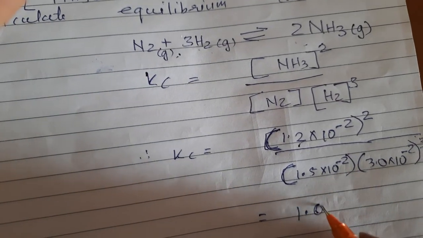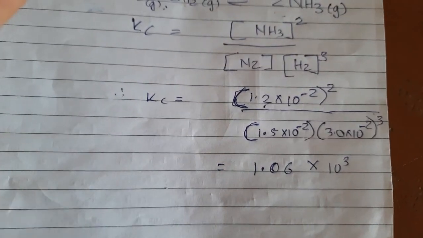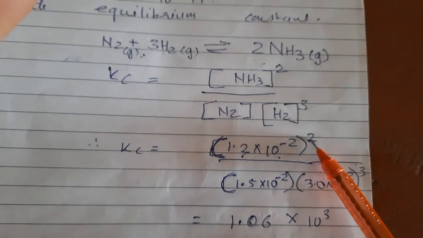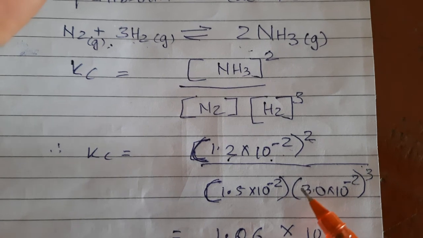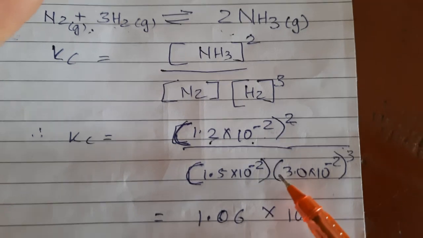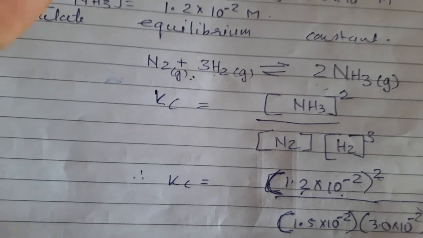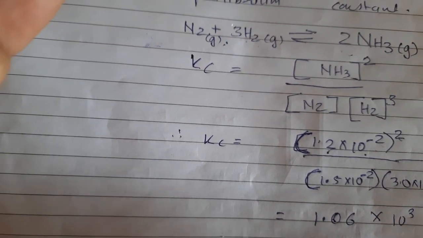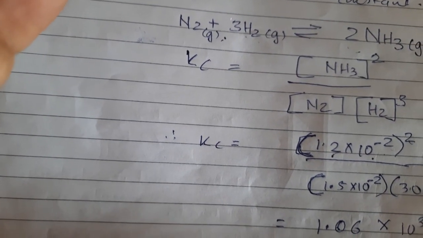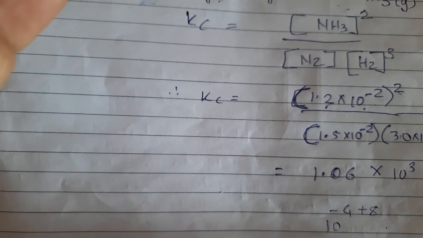So it will give us 1.06 into 10 raised to power 3. First of all, in this type of numericals, we will solve the power of 10. So it is 10 raised to power minus 4. Can you see? 10 raised to power minus 4. Down it is 10 raised to power minus 6 minus 2, so minus 6 minus 2 is minus 8. When it goes up, it becomes plus 8. So 10 raised to power minus 4 plus 8 is equal to 10 raised to power 4.